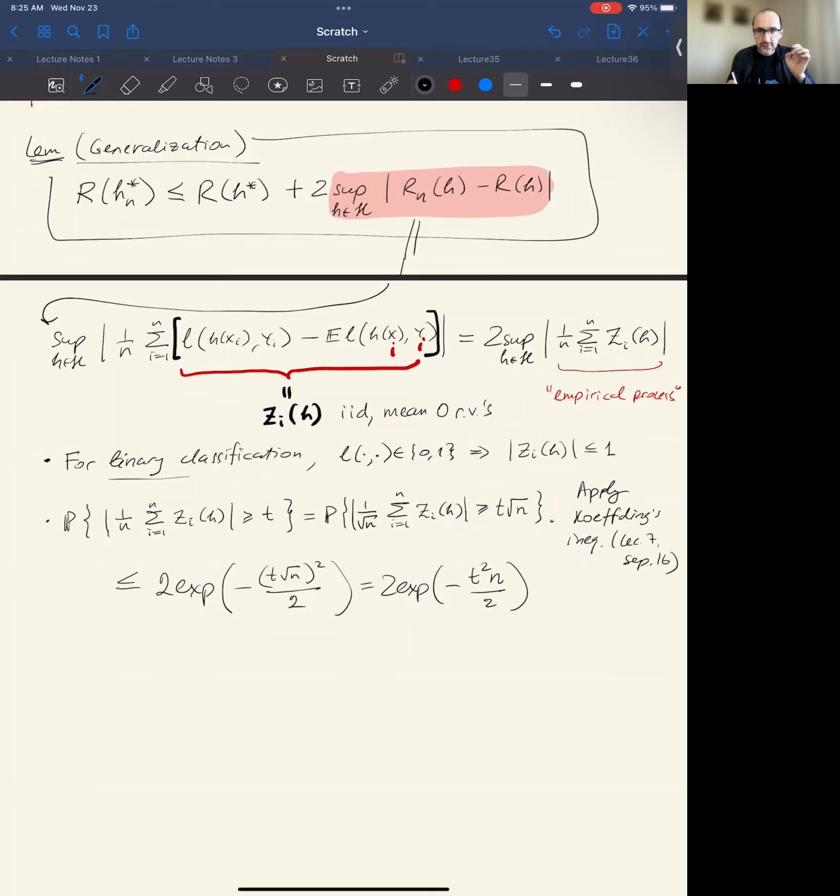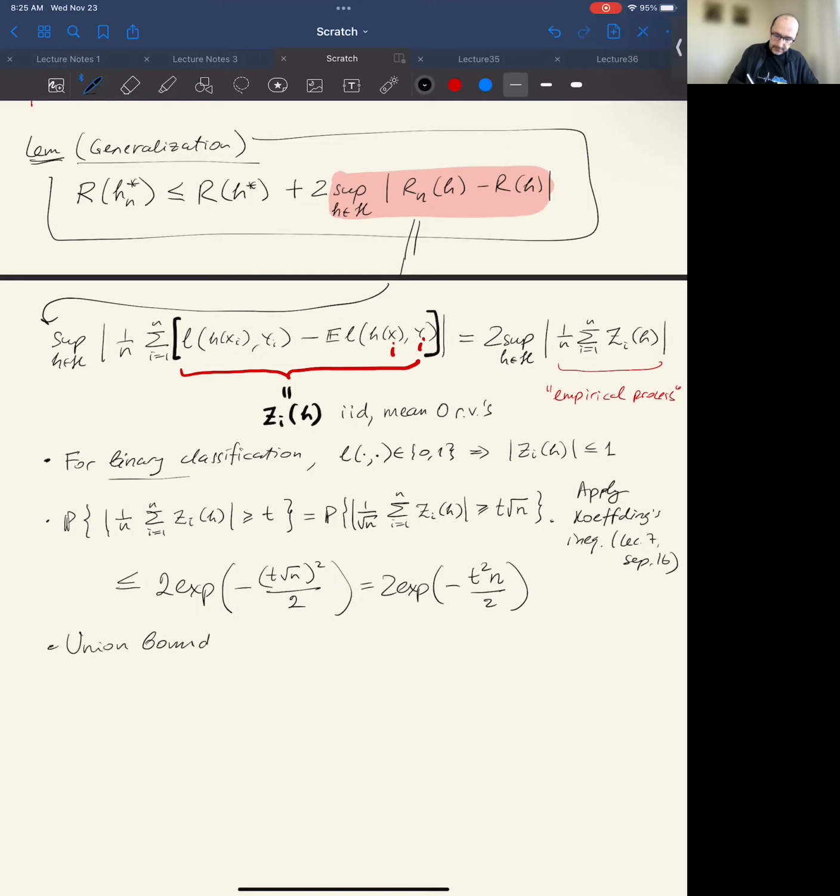So we did this exercise for one specific h. For each h, we get this bound. Now we need to take the union bound over all h. That's what the supremum is doing here. We need to bound this uniformly, simultaneously for all h. So that's our next step.